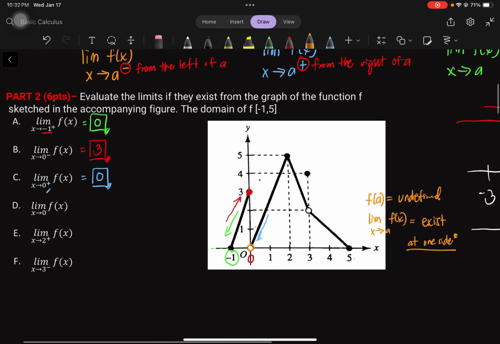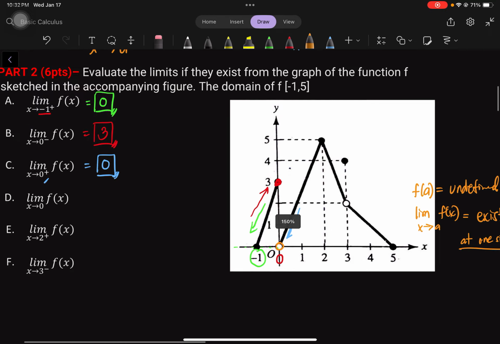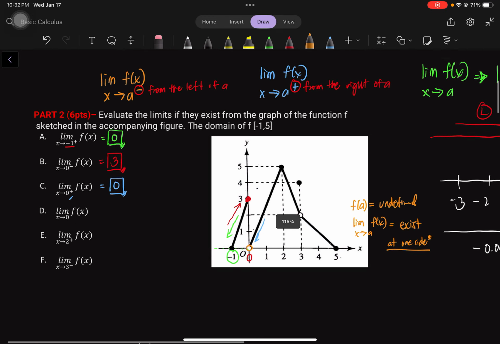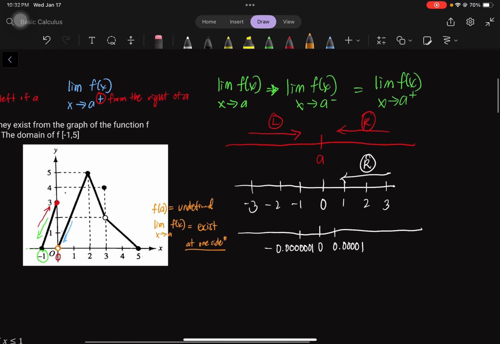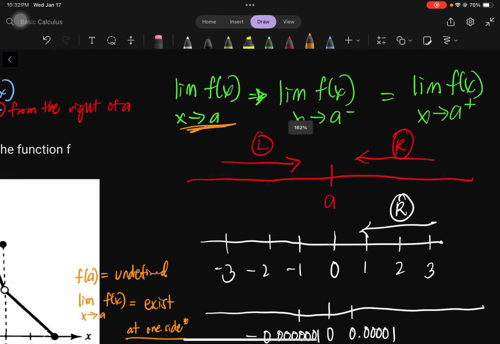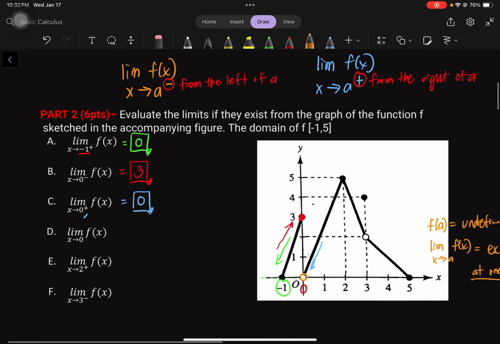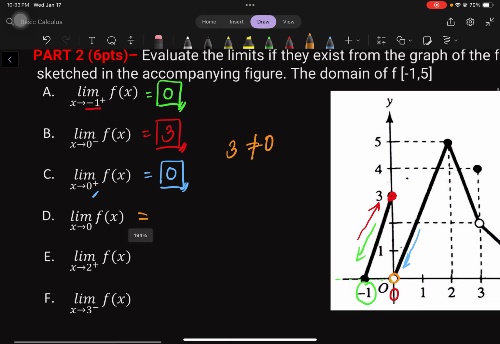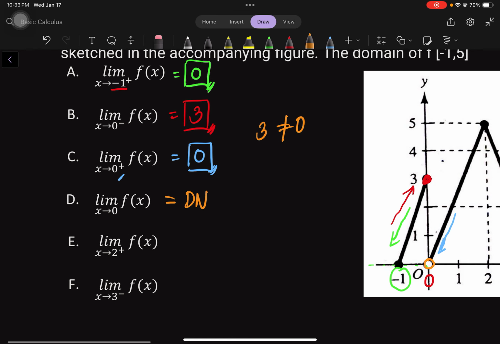Okay? Next. Therefore, dapat sabi natin kanina, para malaman natin yung pinaka-limit ng isang function, dapat equal sila. Kung hindi sila equal, katulad neto, 3 is not equal to 0, ang sagot natin dito sa pinakababa ay does not exist. Okay?